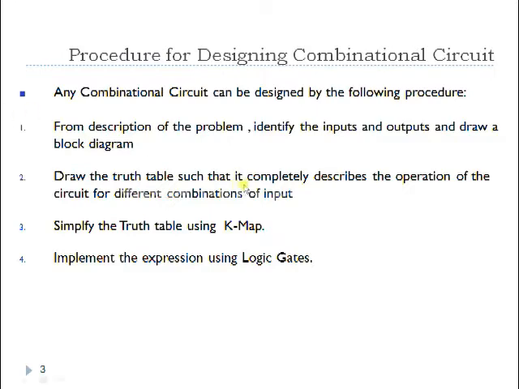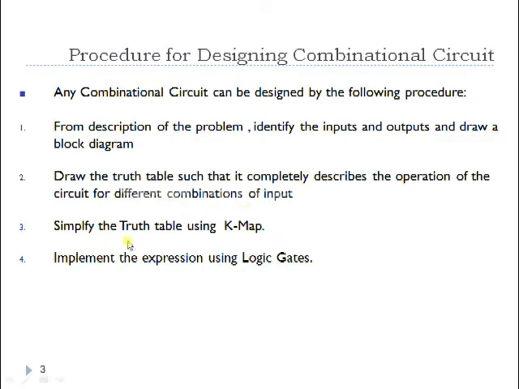Draw the truth table such that it completely describes the operation of the circuit for different combinations of input. In the previous sessions we have seen how to get the truth table from a given problem or else from a given expression. So we have to draw the truth table for the given problem from the block diagram, or else from the expression, where the truth table is going to give us the relationship between the input and output with different combinations.